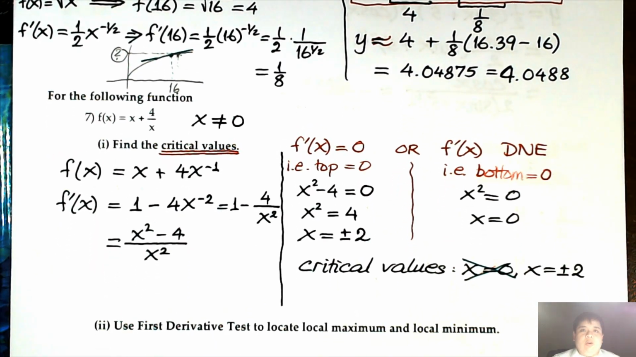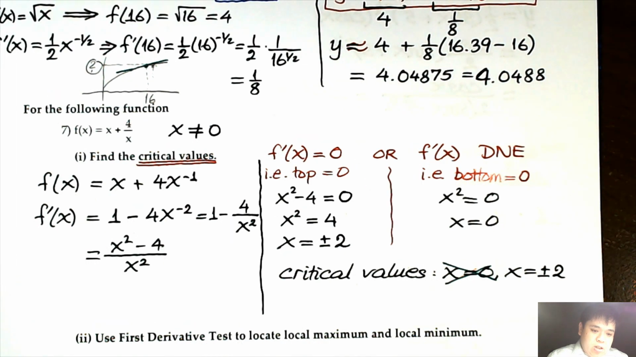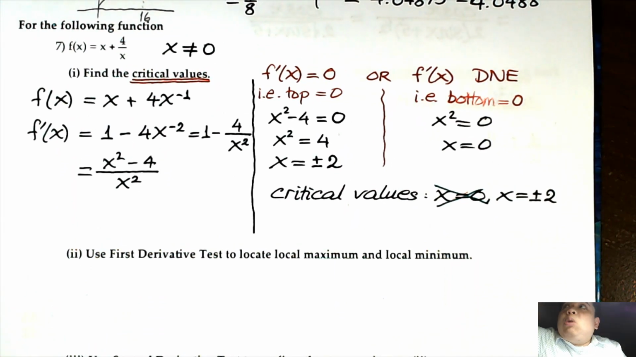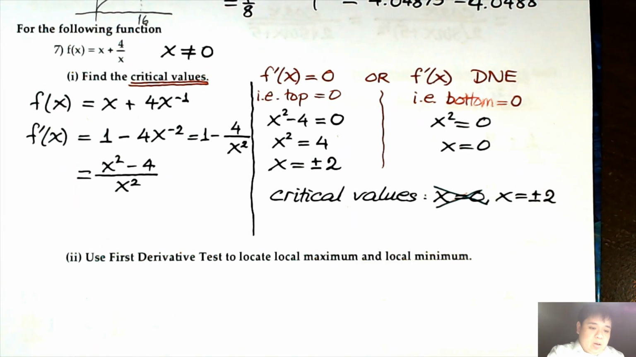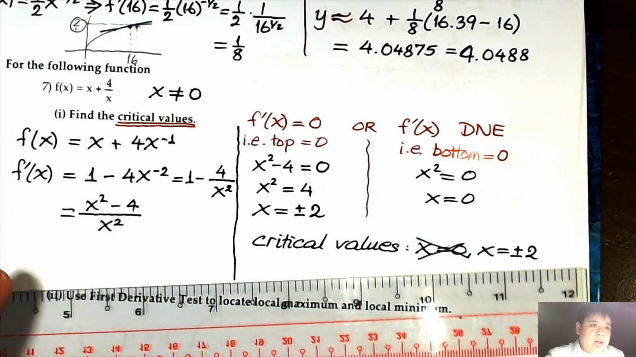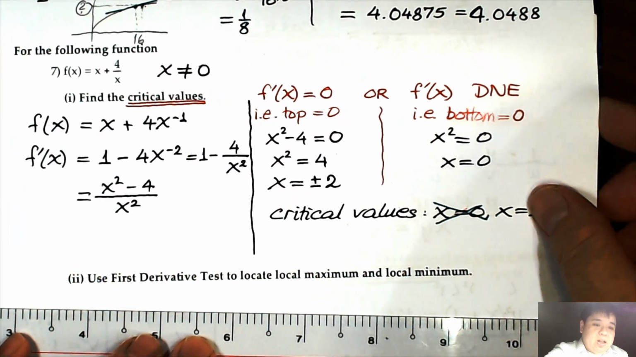So we have critical values at only 2 and negative 2. Next we'll use the first derivative test to locate the maximum and minimum. Notice that what we have now is the derivative and the critical values of 2 and negative 2. Actually we're going to use 0 also. So what we do here is put it on a sign chart. I'm going to draw a sign chart. It will be as follows.